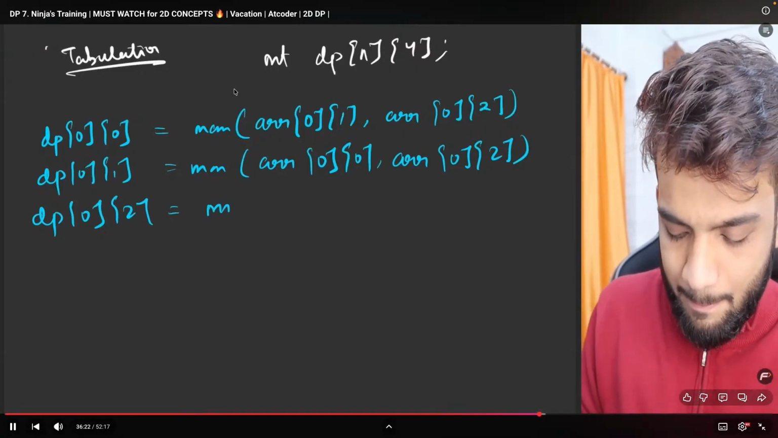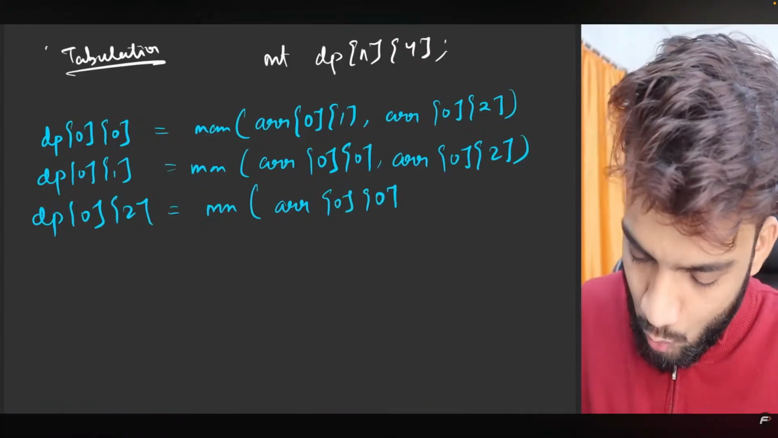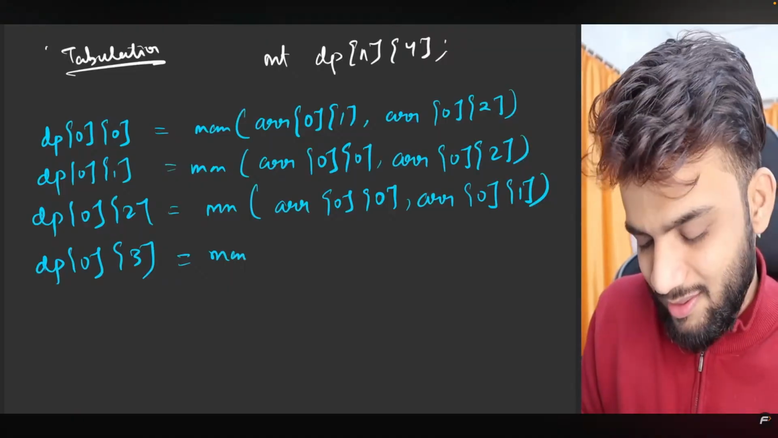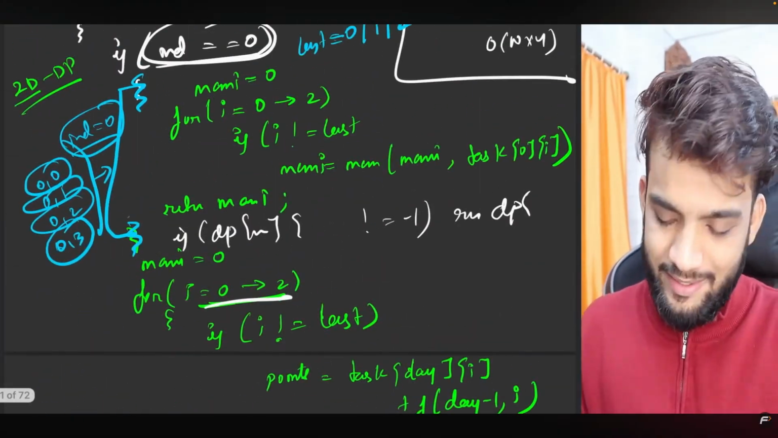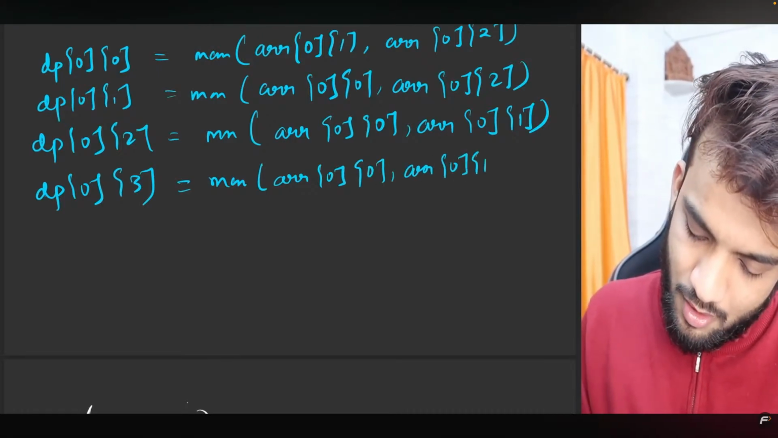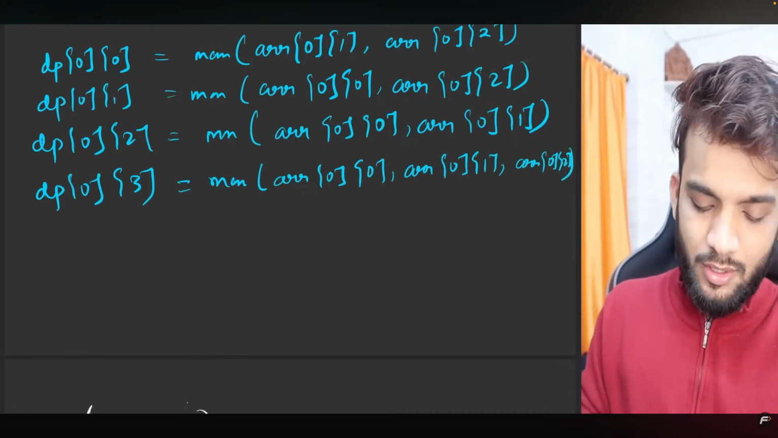Let's say dp of 0, 2 will be max of array of 0, 0, array of 0 task 1. Similarly, dp of 0, 3, like I'm just writing it like this. You could have used a similar for loop to write it. Anyways, while writing the code, we'll do that. This was done in order to explain to you. So these are the base cases.